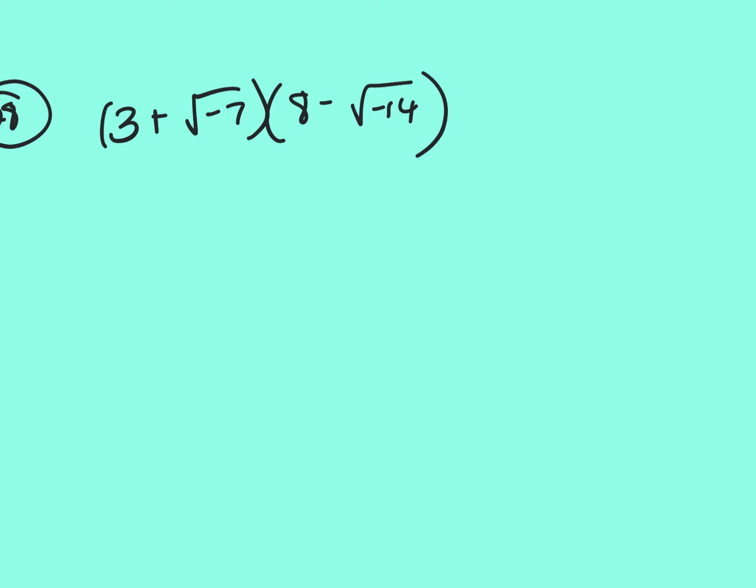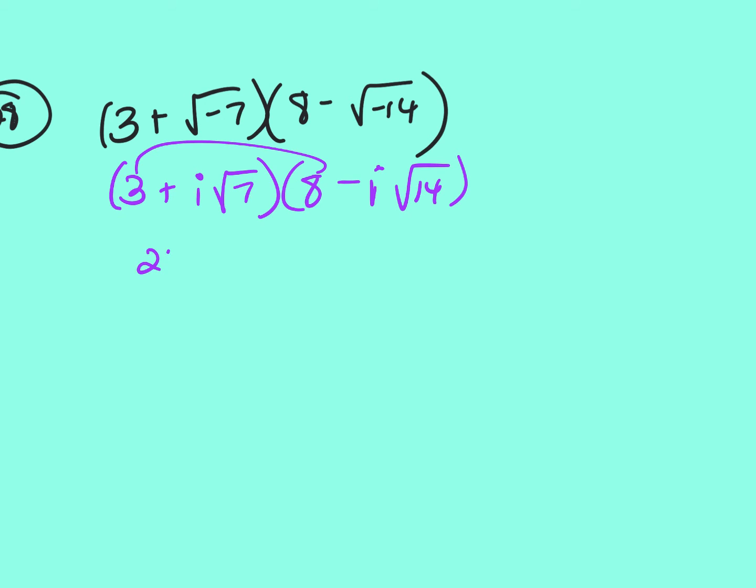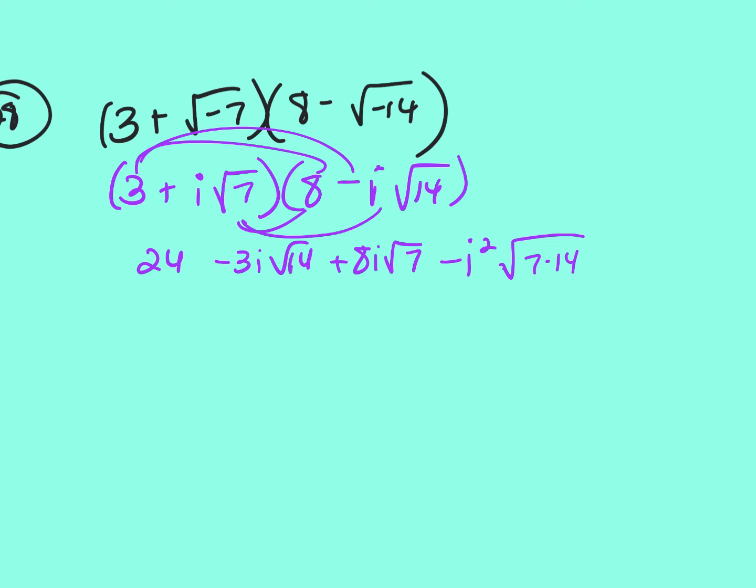So now we're multiplying, but I'm going to get the I out first. So I square root 7, 8 minus I square root 14. Then FOIL. So 24 minus 3I root 14 plus 8I root 7 minus I squared times, and I'm going to keep it separate because I'm going to end up simplifying this, square root 7 times 14. So 24. These do not have the same square root, so I can't combine them.